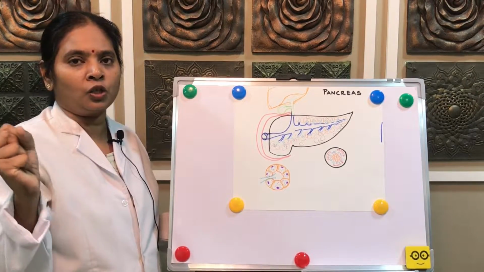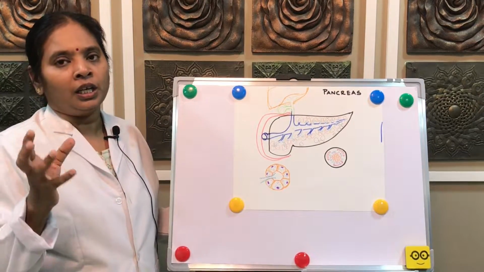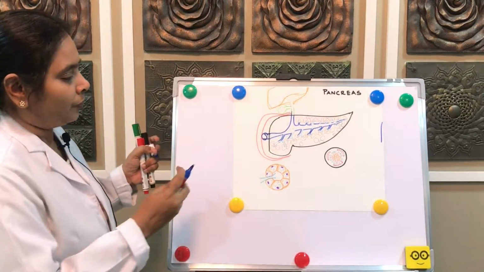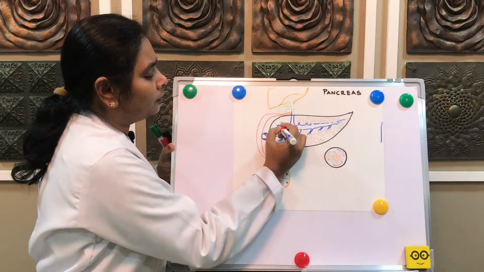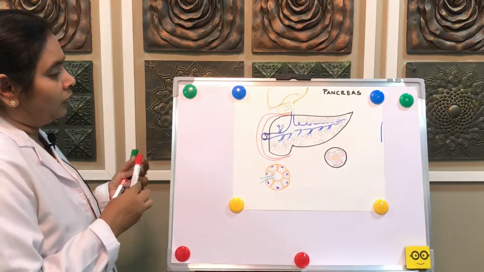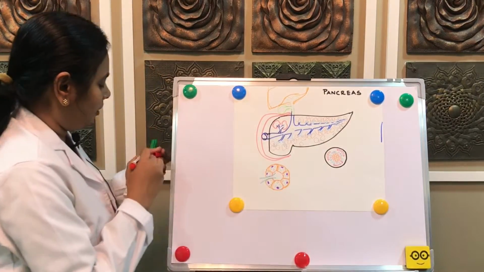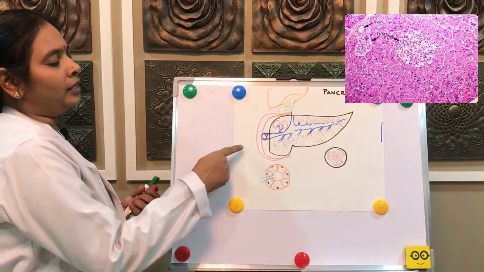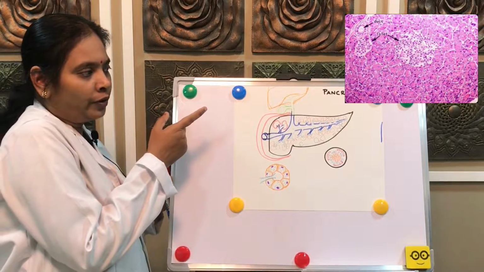So as an endocrine function, the pancreas is the gland which secretes insulin, glucagon and somatostatin. Now what type of arrangement is there for the exocrine function, and what type of arrangement for the endocrine function? That is what we are going to see now. See here, this microscopic picture of the pancreas typically resembles the microscopic picture of our parotid gland.